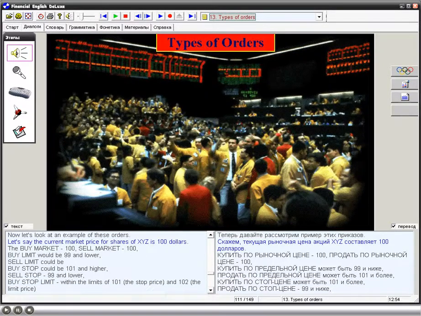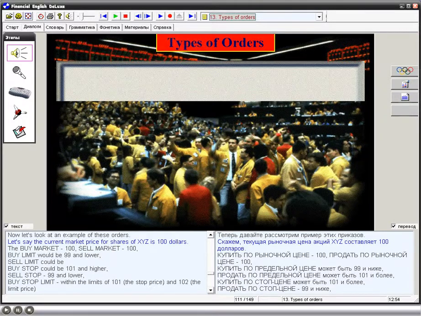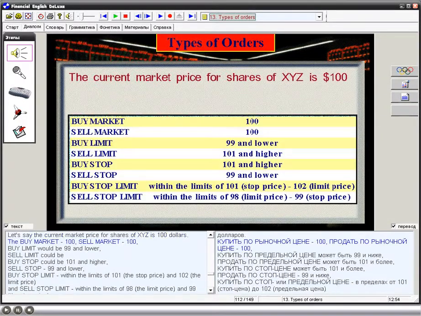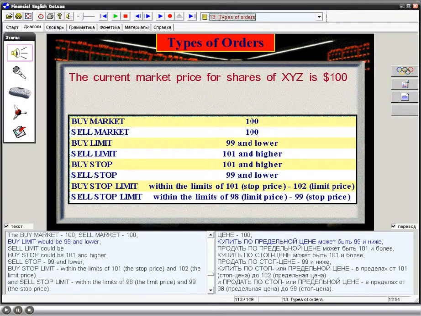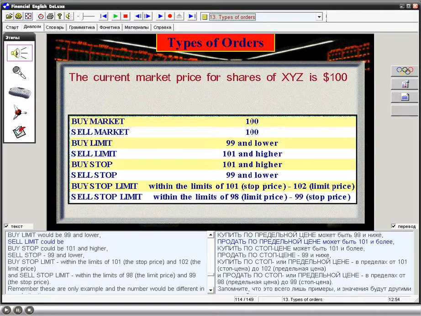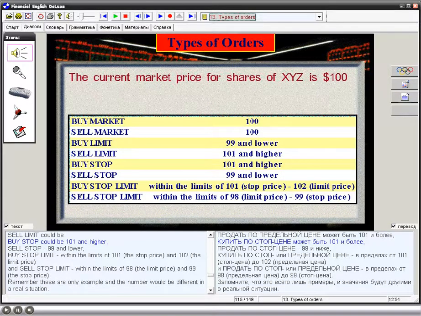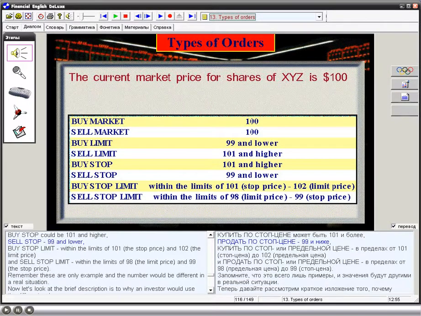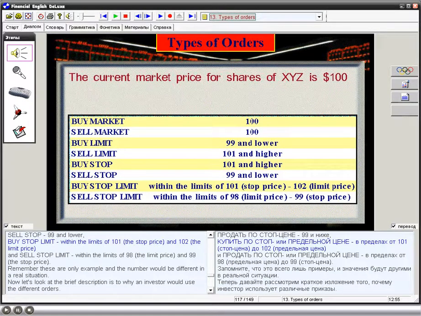Now let's look at an example of these orders. Let's say the current market price for shares of XYZ is $100. The buy market 100. Sell market 100. Buy limit would be 99 and lower. Sell limit could be 101 and higher. Buy stop could be 101 and higher. Sell stop 99 and lower.